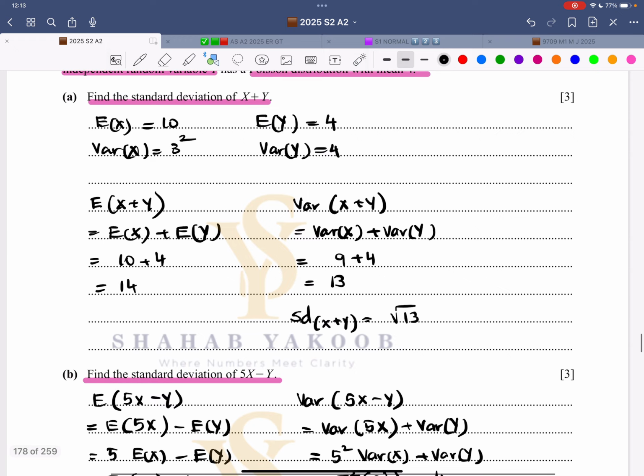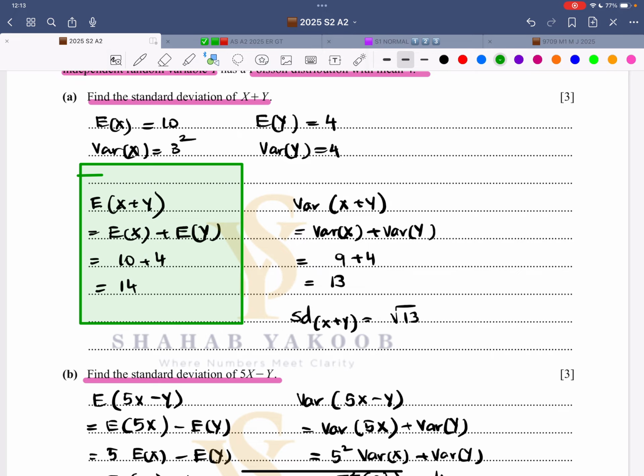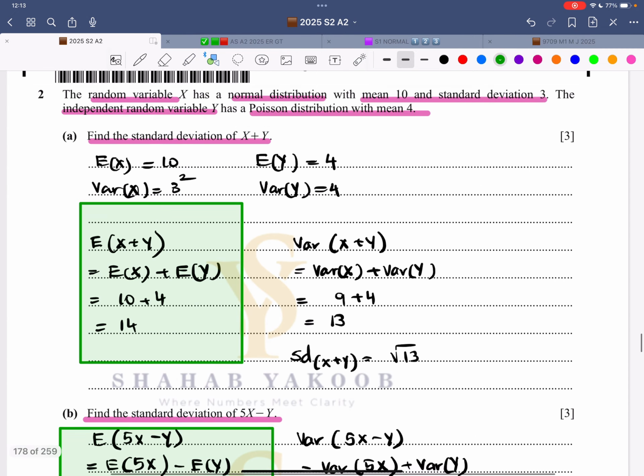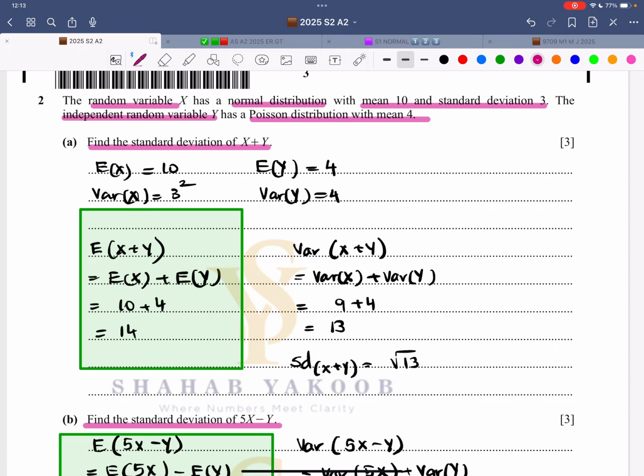Now this I have done is just extra. This was not asked for, so let me put it in a box. This is not asked for. This is not asked for. Basically, they were asking only for variance. Find the standard deviation of this.